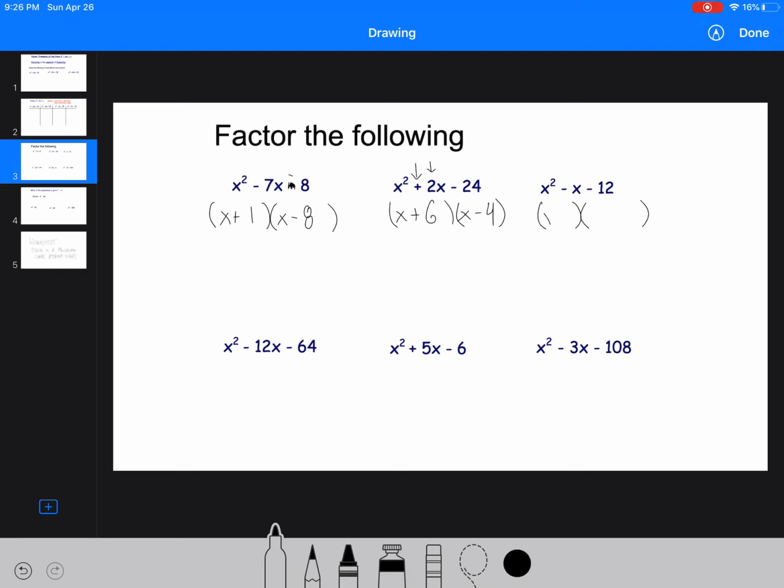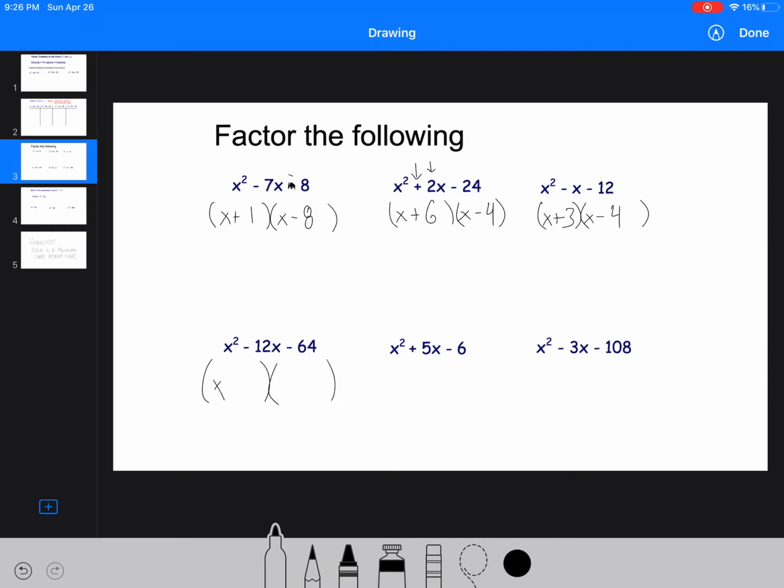Here, we've got a plus and a minus because the last number is negative. They're one number away because we've got minus 1x. The minus is going to tell me the bigger number here, so this is going to be 3 and 4, because 3 times 4 is 12, and they're one number away. And 4 is negative because that middle number is negative. Right?